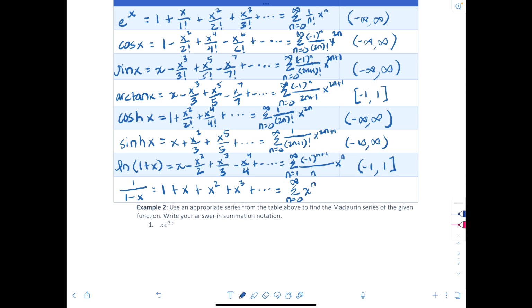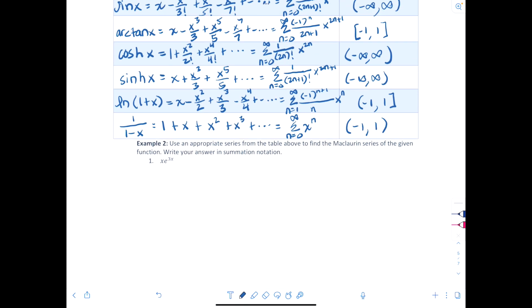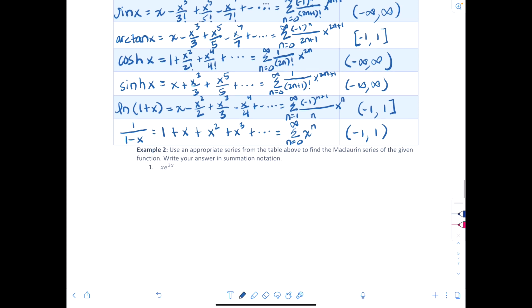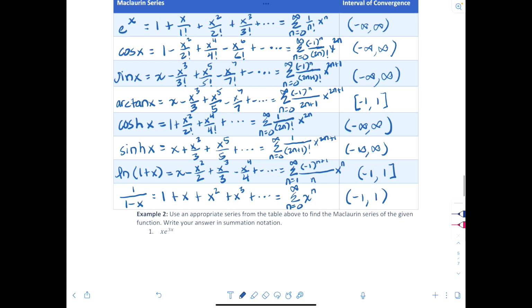All right, so now I picked an example that says use an appropriate series from the table above to find the Maclaurin series of the given function. Write your answer in summation notation. A lot of times it's really easy to make this difficult. So basically, here is what we do. We have an e to the x series, right? We can always multiply an x at the end.